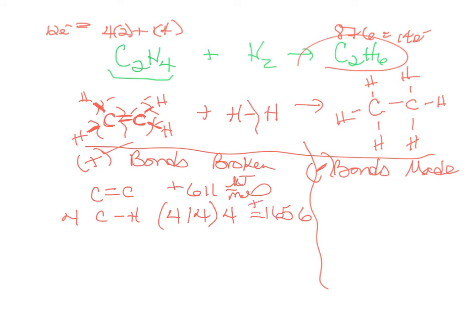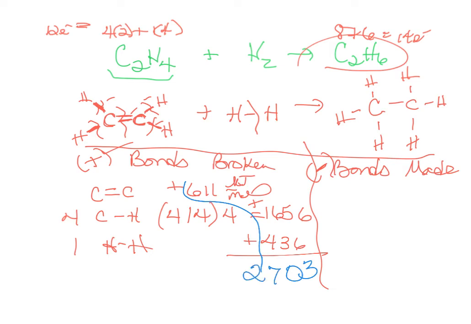And then finally, I need to break 1 hydrogen-hydrogen bond, and that is 436. So I'm going to add those 3 values together. I should have lined them up a little better. All right, let's see if I can do this. Okay, hopefully that is correct. 2,703 kilojoules per mole is the energy that has to be taken in to break all those.